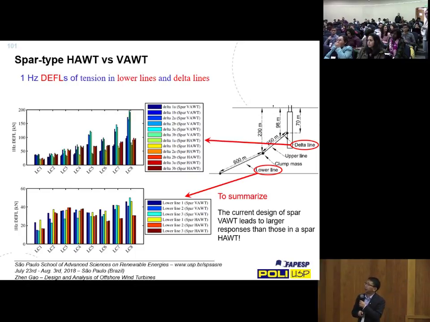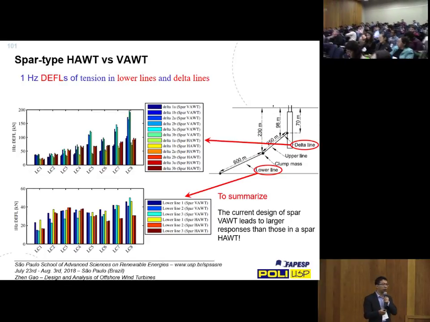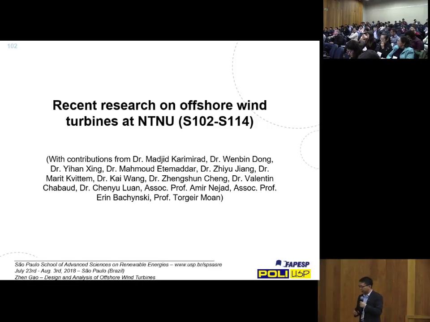And if we look at other components like mooring line tensions, we can basically conclude that the current design of this vertical axis wind turbine has larger responses compared to the horizontal axis wind turbine. But if you increase the number of blades, you may get more or less similar responses. So this is just a brief overview of the work we have done on vertical axis wind turbines. Do you have any questions? I'll stop now before I give the last part of my presentation. Any questions?